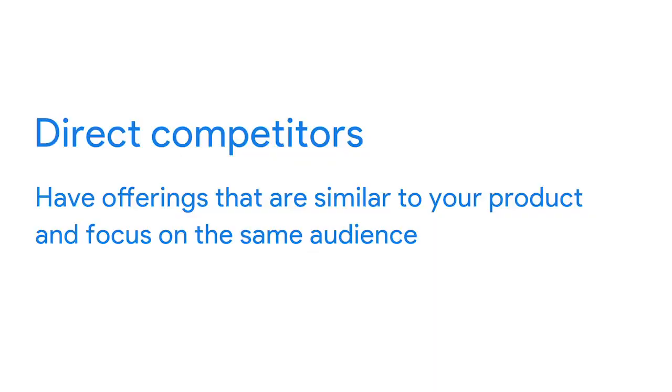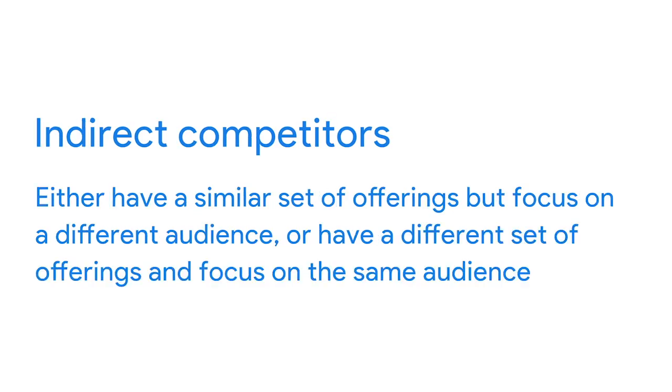So what do you consider to be your competition? To be thorough, you should indicate both direct and indirect competitors in your audit. Direct competitors have offerings that are similar to your product and focus on the same audience. Essentially, you're both trying to solve the same problem. Indirect competitors either have a similar set of offerings but focus on a different audience, or have a different set of offerings and focus on the same audience.